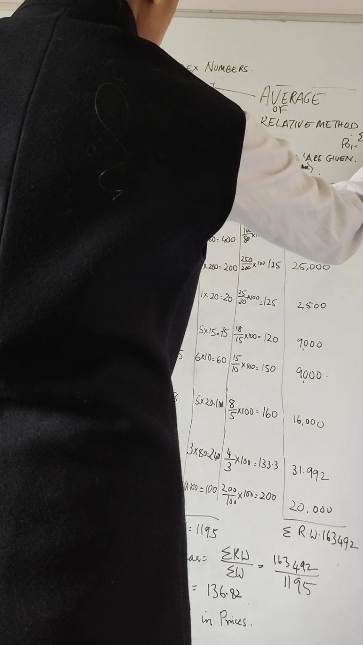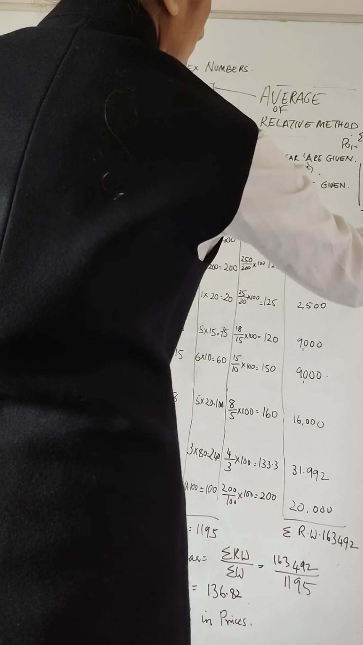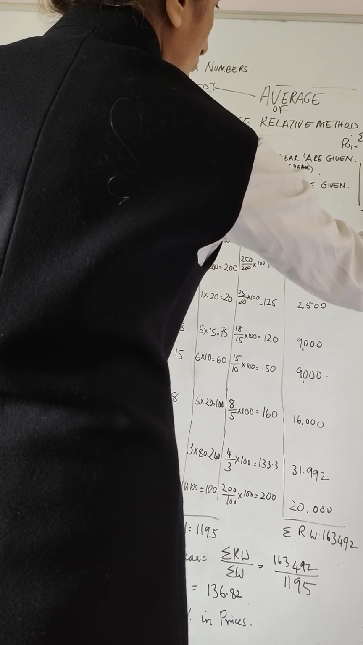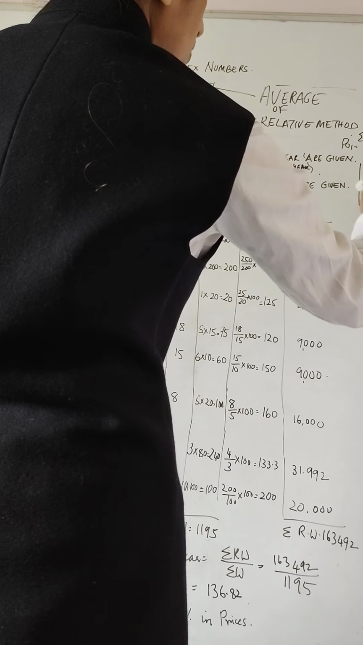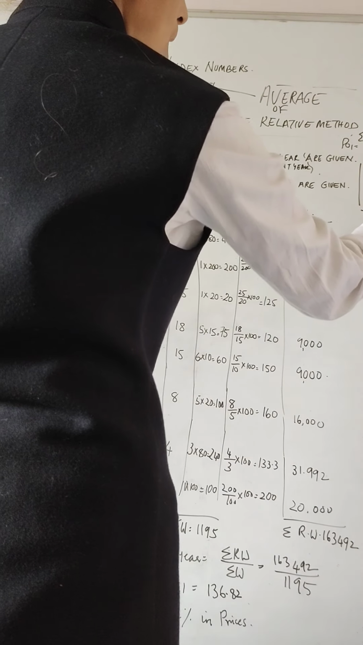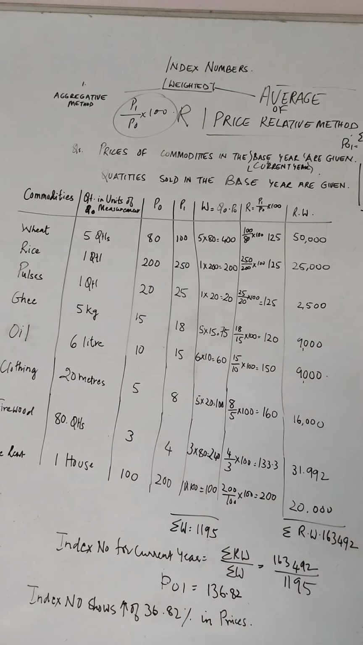R is the price relative. What is a price relative? Price relative is P1 upon P0 into 100. That's the price relative of each commodity, so we find that out. And the weights are the importance, that means how much you buy, etc.